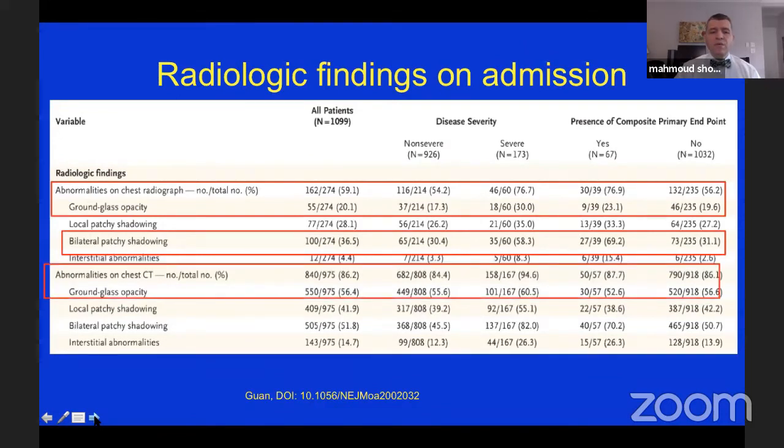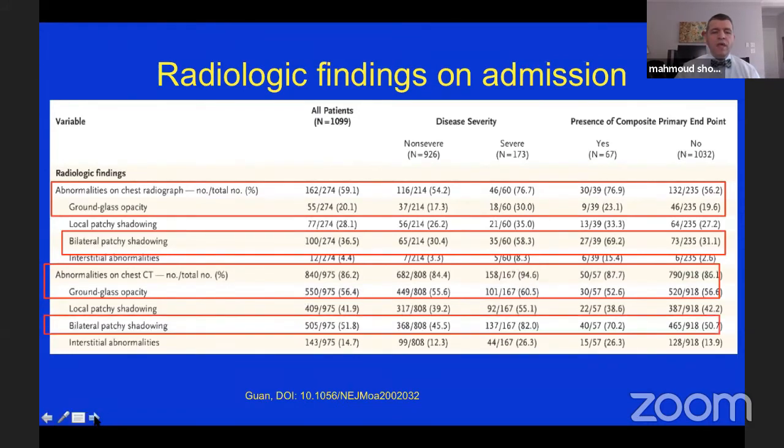But the CT was the one that has really good value as an addition to the diagnosis and pointing towards COVID-19 in the areas where there is community spread or where it's now everywhere. 86% of the time, they found abnormal CT scan. And this is obviously more common if you have severe disease. And again, bilateral shadowing was found in almost 50% of the cases. So we are looking at abnormal CT scan with bilateral shadowing. It could be ground glass opacity. It could be interstitial abnormalities.